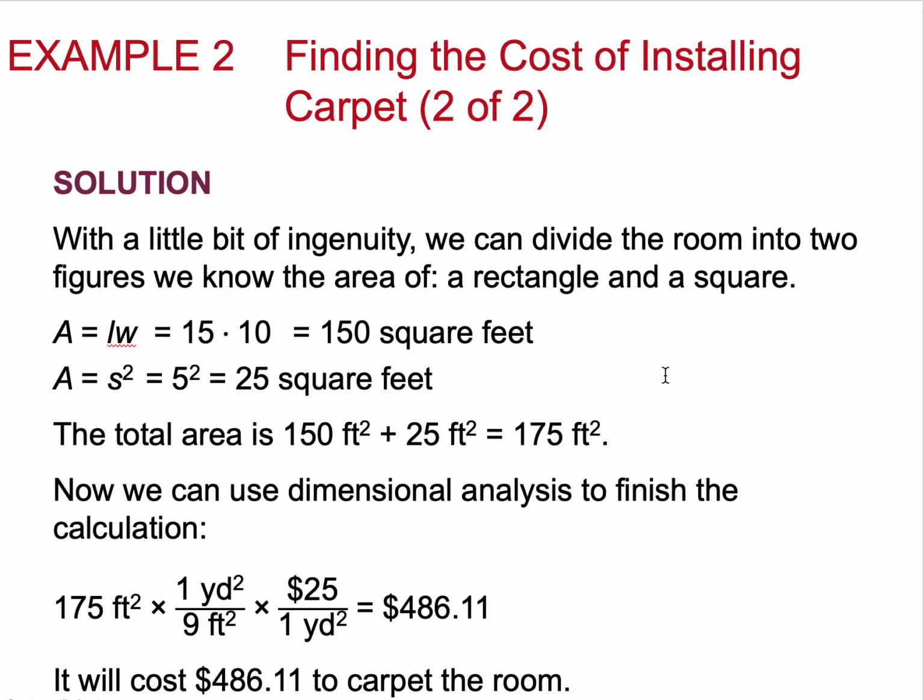What is tricky here is they gave me the cost not in square feet, but in square yards. So I have to use my unit conversions to convert from yards to feet. So it's in feet, which means feet needs to be in the denominator when I complete the conversion, and I get $486.11. So that's going to be the cost to carpet the room.